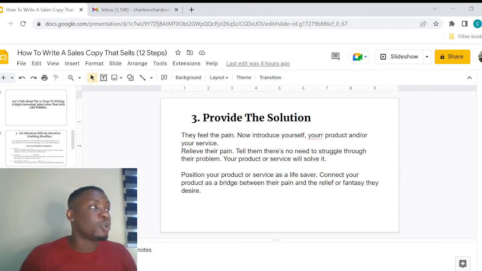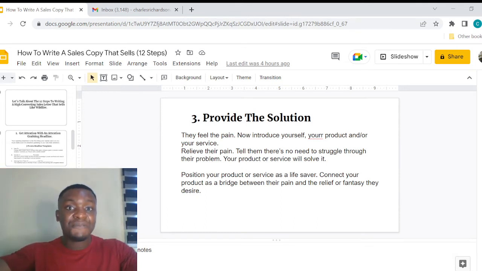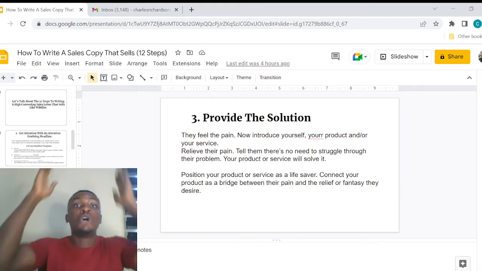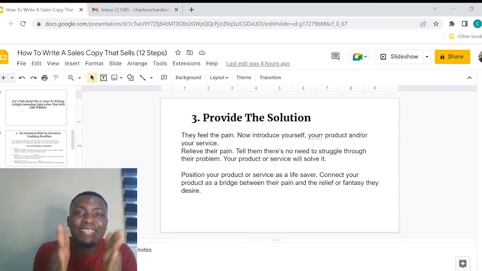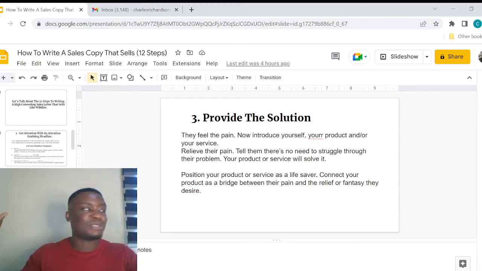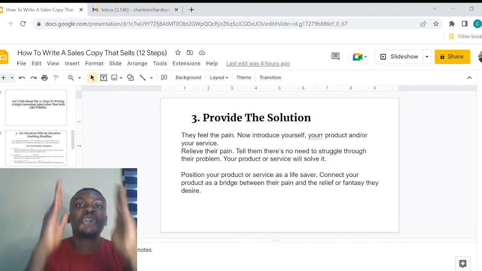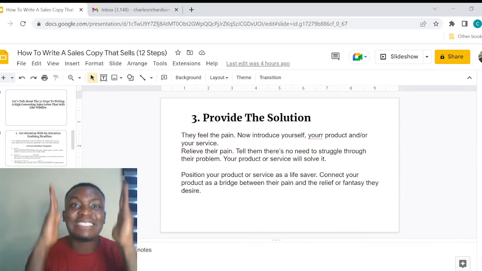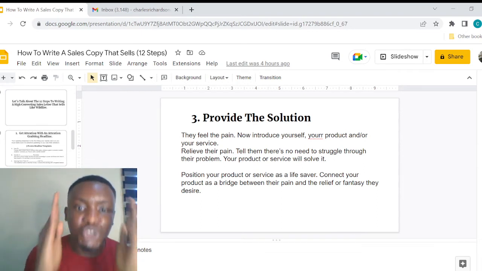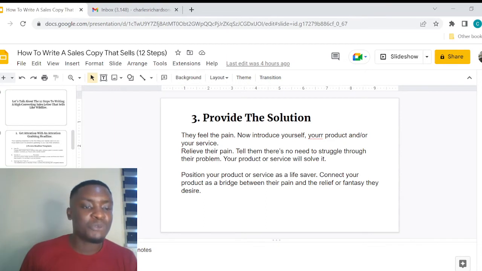You provide the solution. This is the problem. This is the relief, the solution to their problem, that they will experience. Now, your product will be in the middle, connecting those two things together. This is the fantasy that they have. This is the fulfillment of their fantasy. This is your product in the middle. Position your product or your service as a lifesaver for your customer. Now, let's move on.